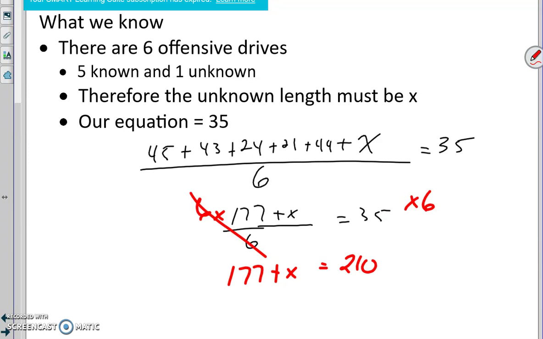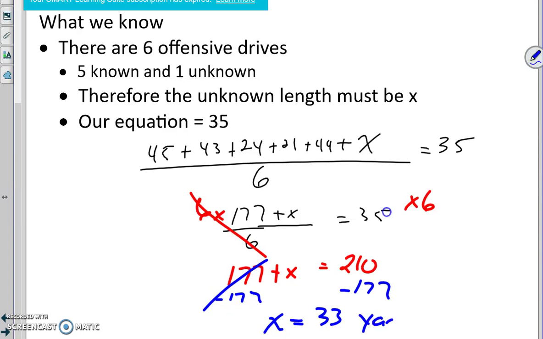Okay, now I can get rid of the 177. This is really x plus 177, right? 177 plus x, or x plus 177. How do you get rid of plus 177? Minus. Subtract from both sides. Those cancel. You're left with x. 210 minus 177. 33.